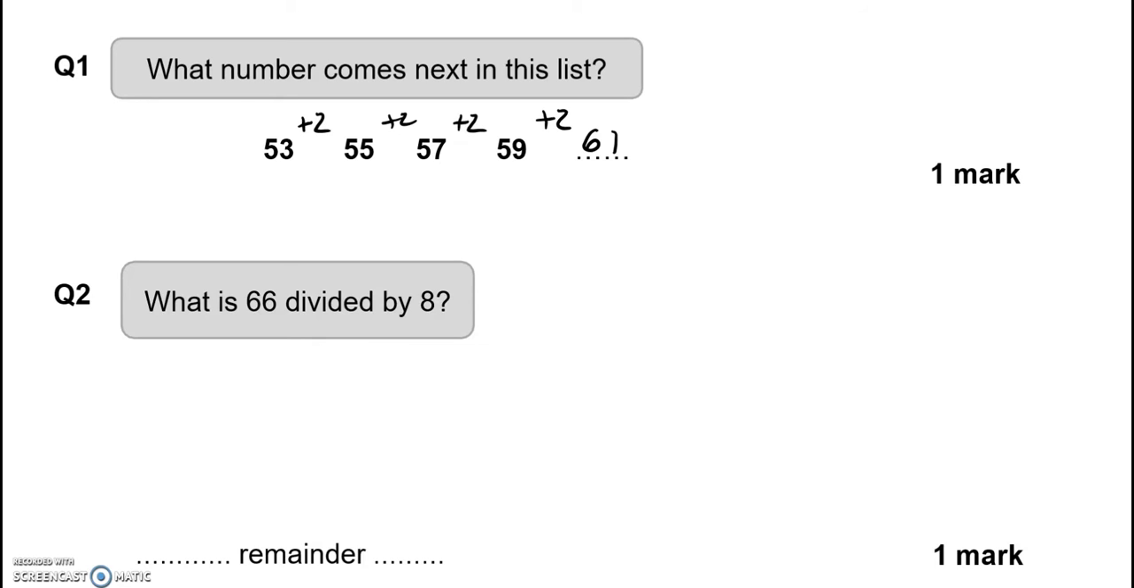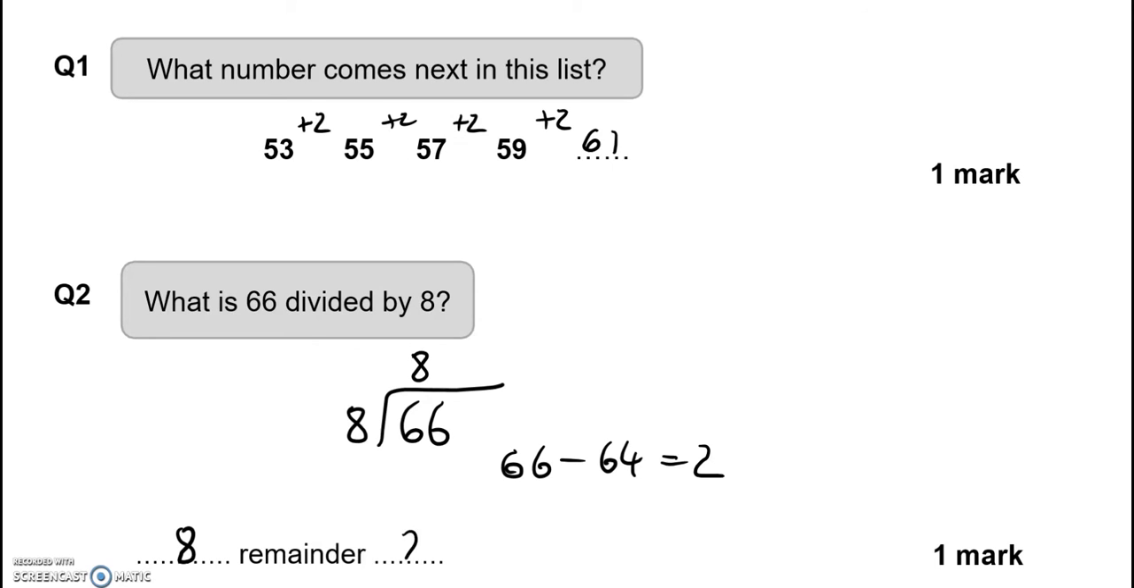What is 66 divided by 8? So 66 divided by 8. How many 8s would fit into 66? Thinking of timetables, 8 times 8 makes 64. And we'd have 2 remaining because 66 take away 64 leaves us with just 2. So 8, remainder 2.